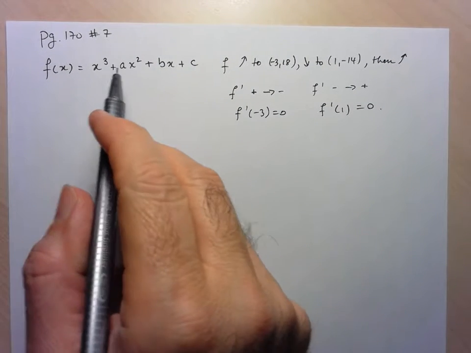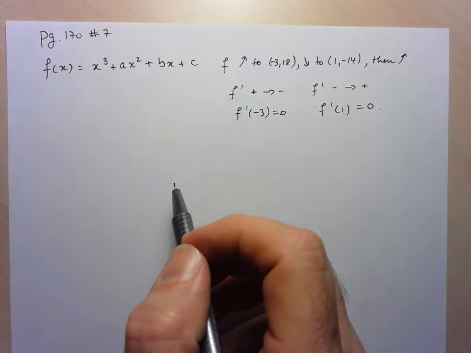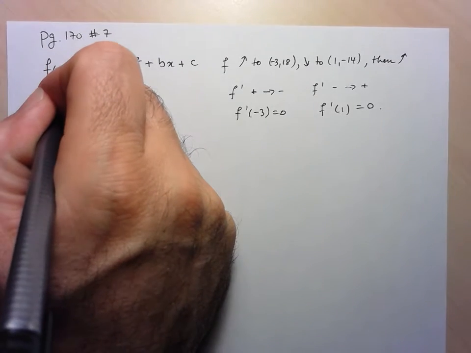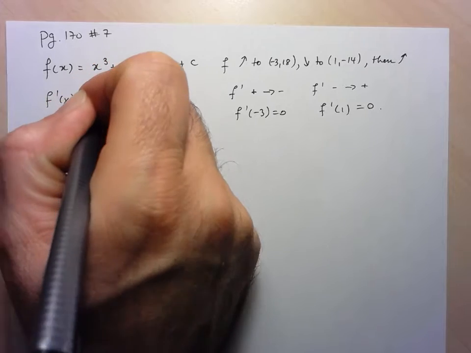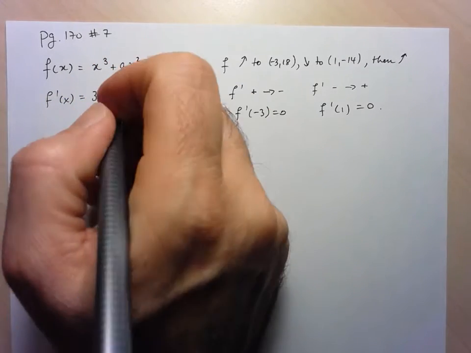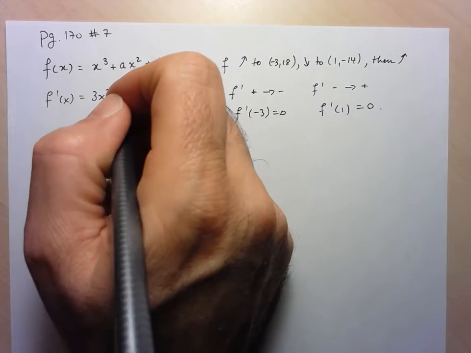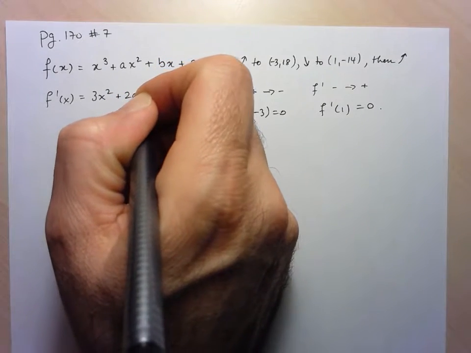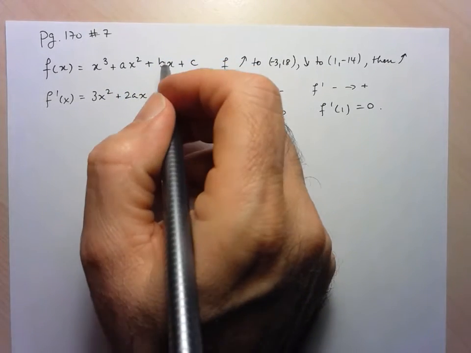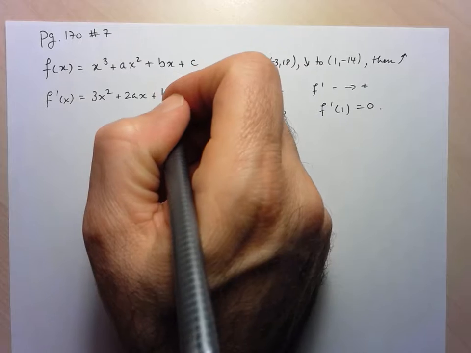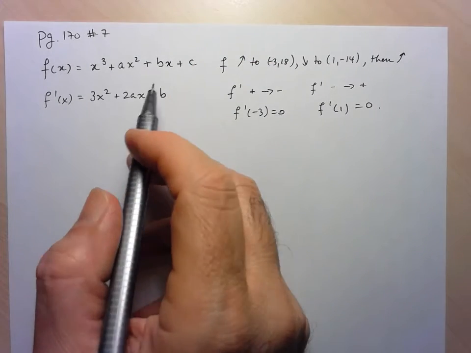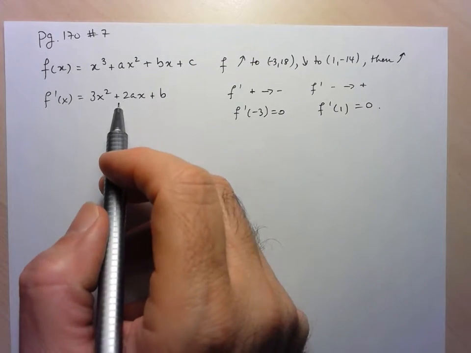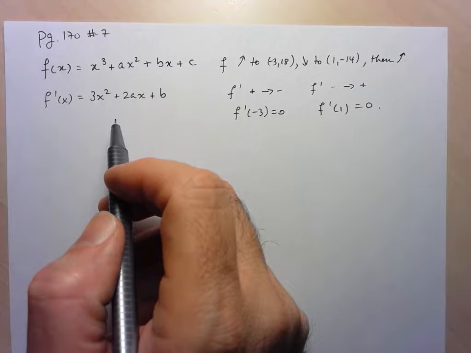So we know we'll have to work with derivatives, so I'll find the derivative of this. It's 3x squared, plus 2ax, plus the derivative of bx, which is just b. And I notice here the c doesn't appear, so I'm going to start working with the derivative.